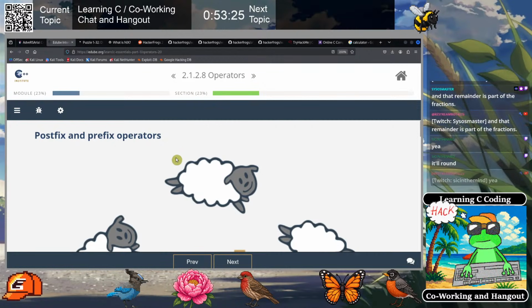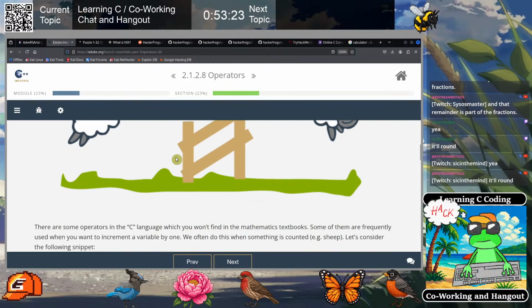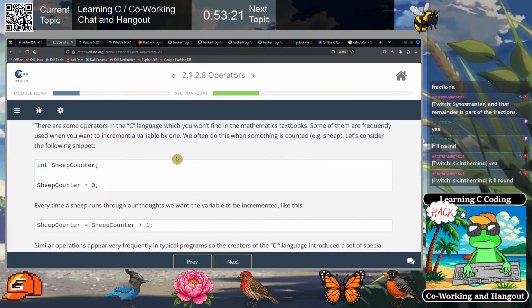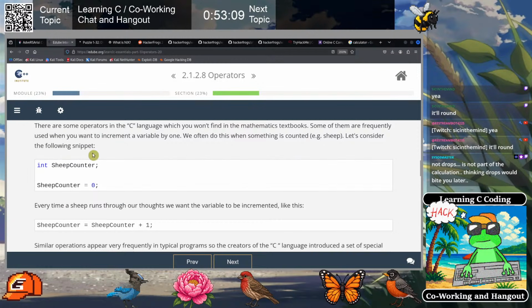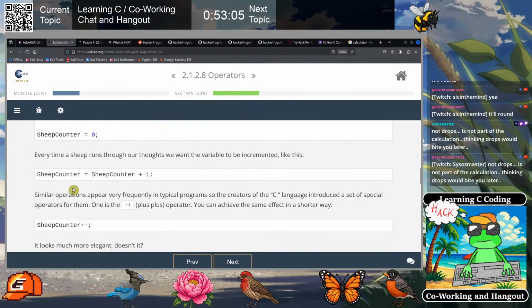Postfix and prefix operations. Okay, so we got some sheep. There are some operators in the C language which you won't find in mathematics textbooks. Some of them are frequently used when you want to increment a variable by 1. We often do this when something is counted. For example, sheep, let's consider the following snippet. Integer sheep counter equals 0. Every time a sheep runs through our thoughts, when we want the variable to be incremented, we do this: sheep counter equals sheep counter plus 1.